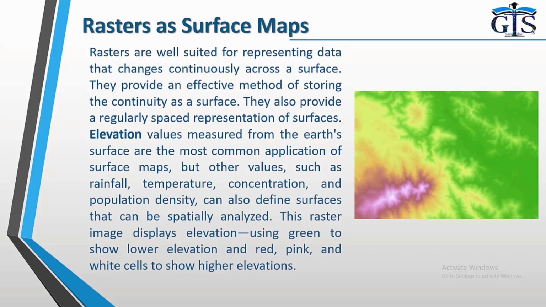This raster image displays the elevation using green to show the lower elevation and red, pink, and white cells to show higher elevation. In this raster image, these red, pink, and white cells show the higher elevation, which is a hilly area in real world, and this green portion of this place is lower elevation. So these are the hilly area and this is the lower space area.